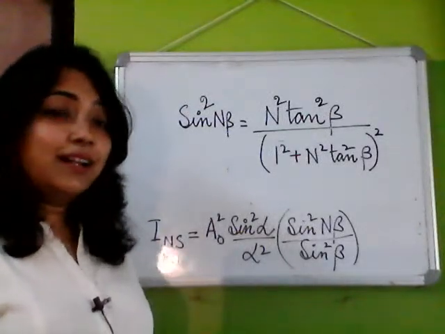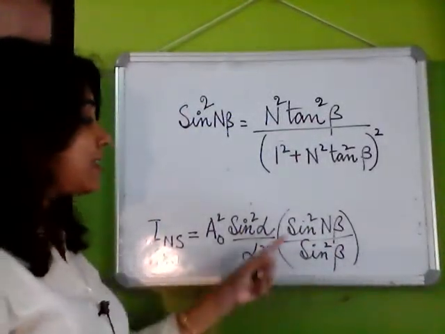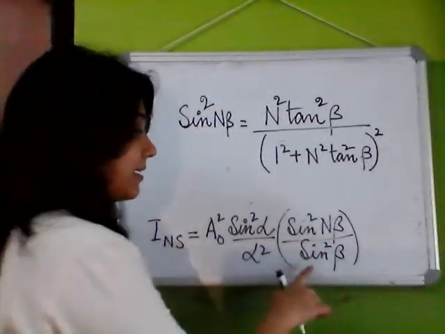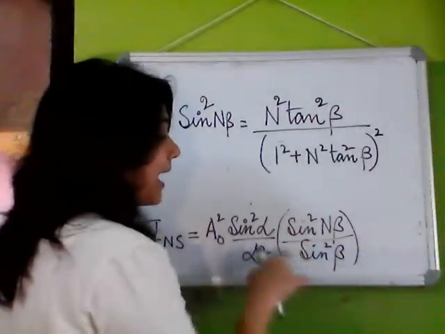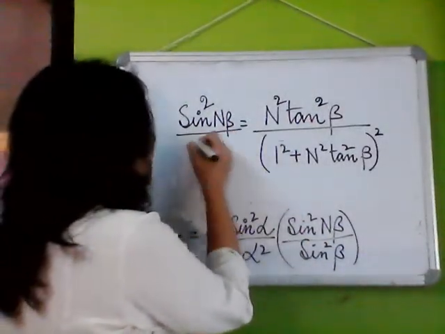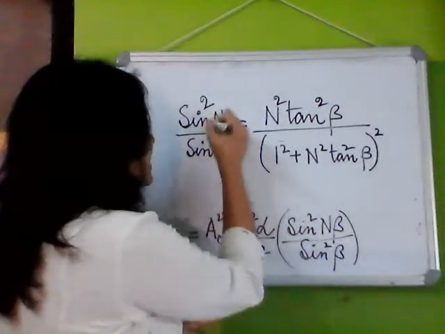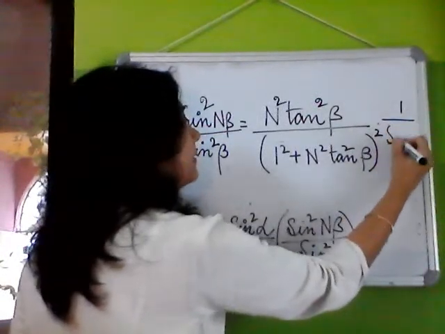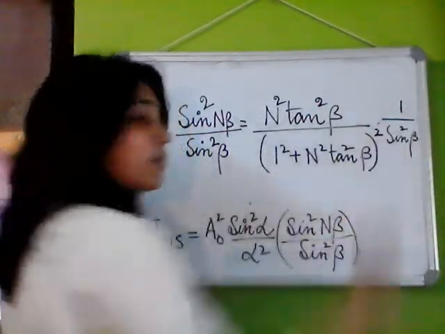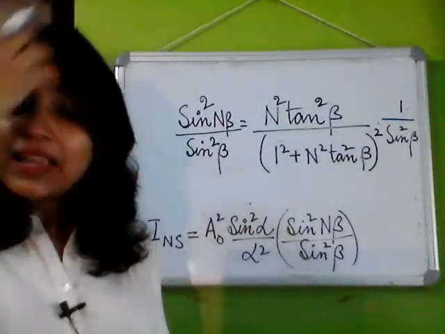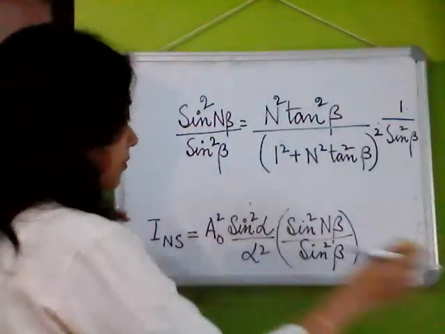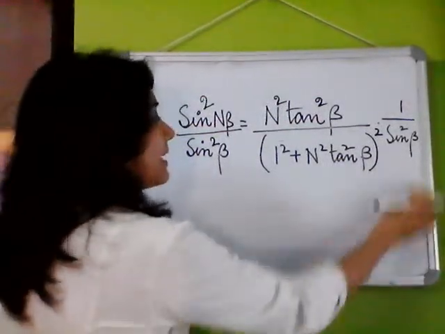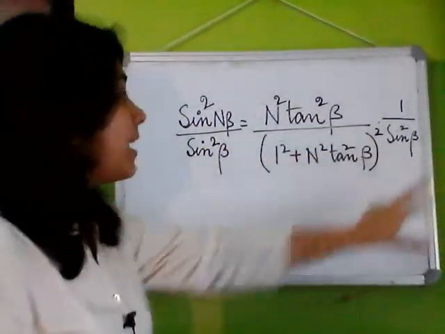Correct? However, in my expression of intensity, it is not only sine square n beta which is there. One more quantity is there, which is sine square n beta by sine square beta, which means I have to now calculate what will be the value of this by sine square beta, which means I can simply write this as 1 by sine square beta. Students, is this okay? Move forward. We can once again write later on. So this is where we are now standing.